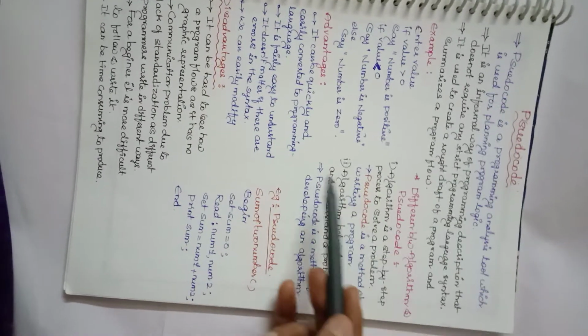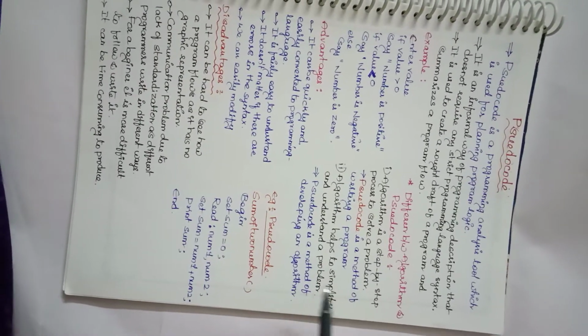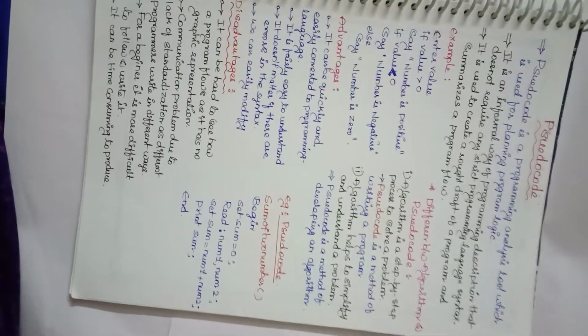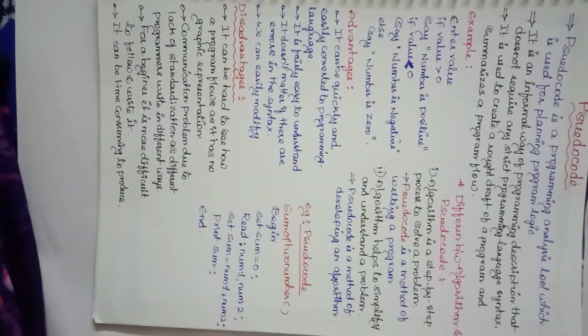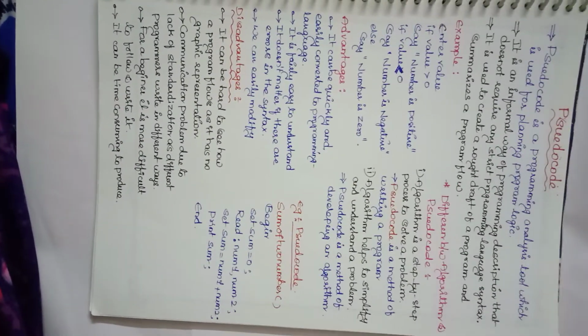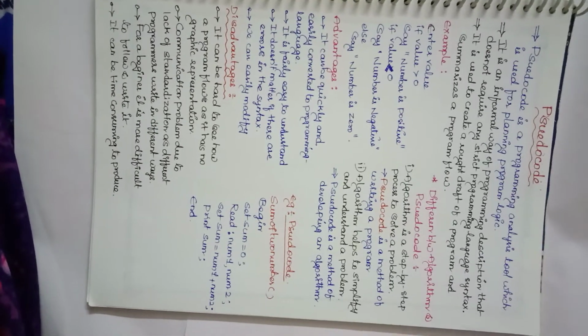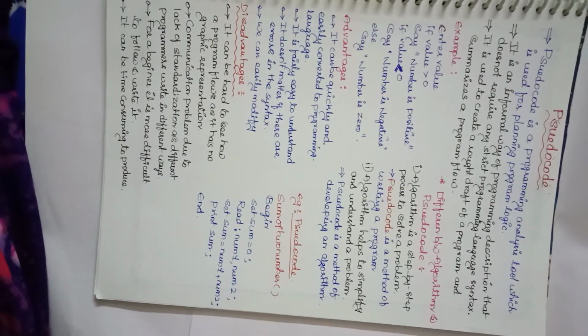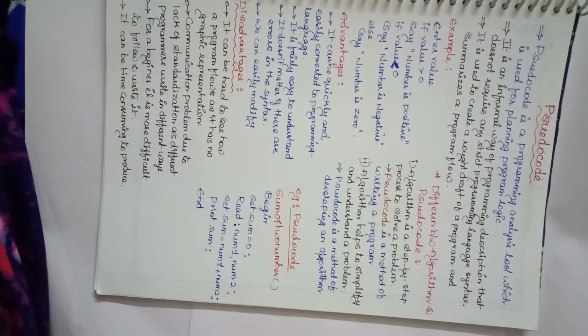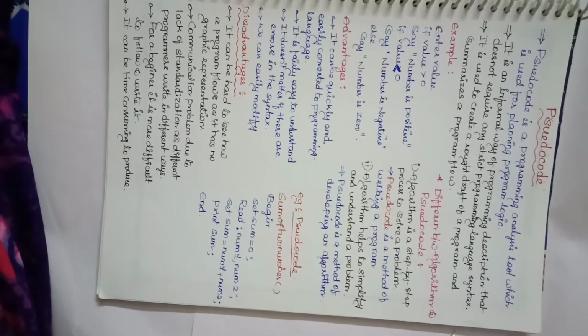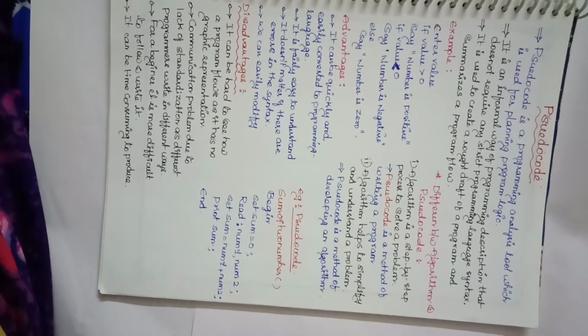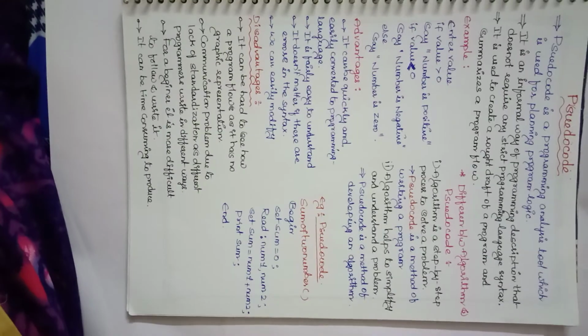The major difference between an algorithm and pseudocode is that an algorithm is a step-by-step procedure, writing the steps to solve a problem, but pseudocode is a method of writing an algorithm. So using pseudocode we develop an algorithm, not to give a solution to the problem. This is the major difference between algorithm and pseudocode. Thank you.